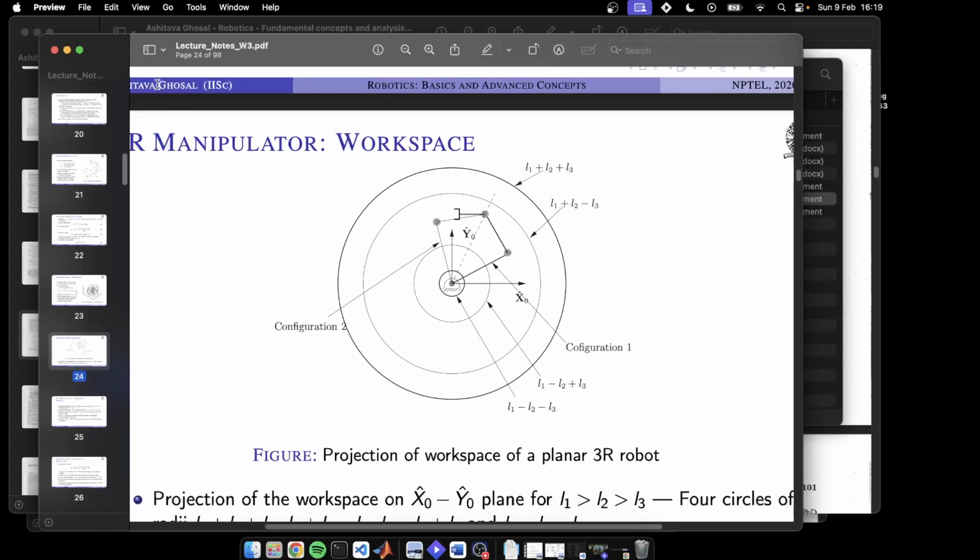So this is the 3R manipulator's workspace. Here we can see that there are 4 combinations. In the 2R case there were only 2 circles; here there are 4 circles. The outermost one is the maximum reach, that is L1 plus L2 plus L3. Then the second is L1 plus L2 minus L3. The third one is L1 minus L2 plus L3, and the smallest one is L1 minus L2 minus L3, right? Now in each of these regions the behavior of the arm is different.